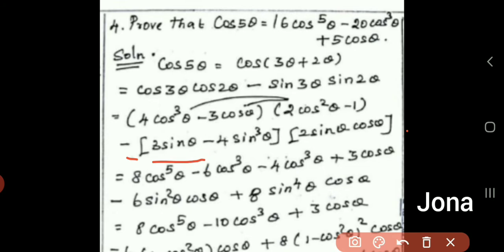So how it will become now? This minus 2 into 3 is minus 6. Sin into sin is sin^2 and cos θ. And then again I want to multiply this minus 2 sin θ cos θ along with this term. So it will become minus into minus will become plus. So 4 2s are 8 here. Sin^3 into sin θ is sin^4 θ into this cos θ is here. And then we want to simplify now.